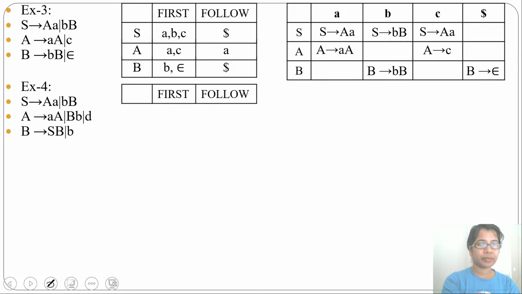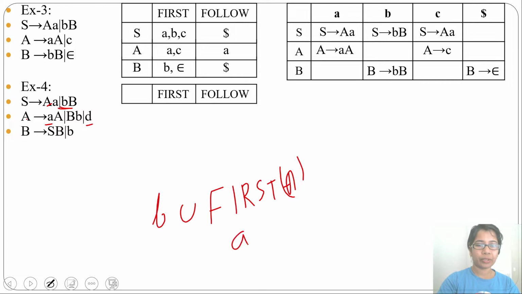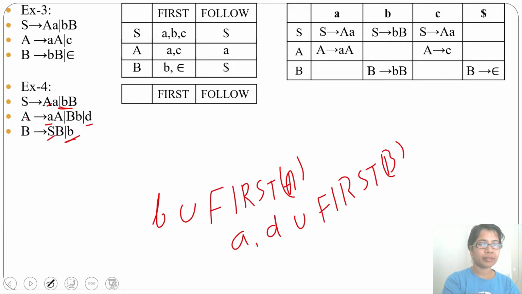Let's find first of S. First of S will be B due to this production plus first of A. Now what will be first of A? First of A will be A, D and first of B. So it will be A, D plus first of B. Now what will be first of B? First of B will be B and first of S. So it will be just B.